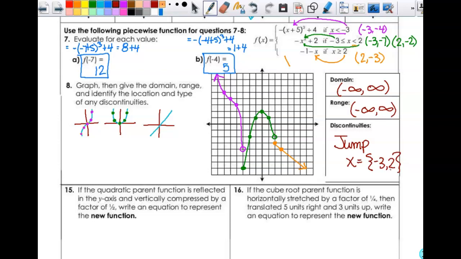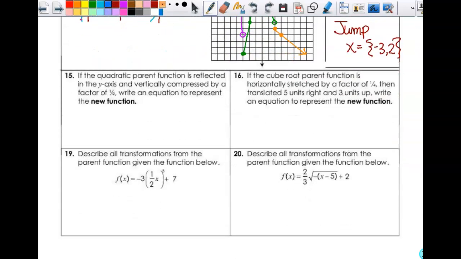Okay, now let's talk transformations here. It says if the quadratic parent function, so quadratic parent function looks like this, is reflected in the y-axis, which means it affects x, and vertically compressed by a factor of 1/2, write an equation to represent the new function. All right, so if I reflect in the y-axis, it has to affect x before whatever the operation is. In this case, it's squared. So I'd have to have a negative x. And then the only other thing that's happening is a vertical compression. So this is inside before we square. The vertical compression is on the outside, and that's your new function.